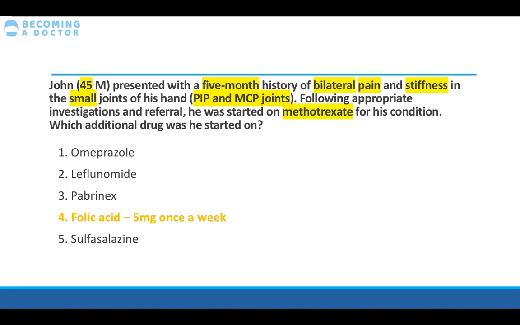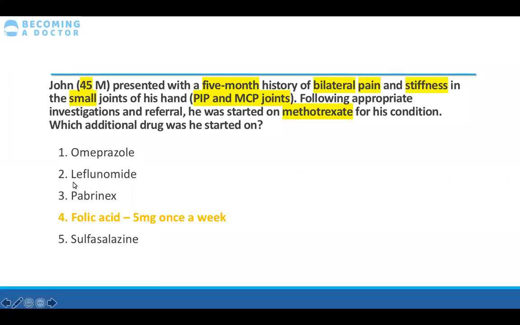Bilateral pain and stiffness in the smaller joints. As you know, rheumatoid is a symmetrical polyarthritis. And then he was started on methotrexate, which is a treatment for rheumatoid. What else do you start him on? You start him on folic acid, 5 milligrams once a week, and you make sure that's taken on a separate day than the methotrexate.